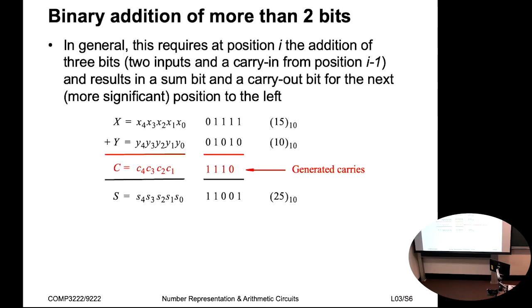Okay, so in general though, we want to add more than 2 bits together. We want to add binary numbers together. Here's an example of 2 5-bit numbers being added together. And that requires us in every bit position to now add these 2 bits together, but also to take account of a carry, a possible carry from one bit position to the next.